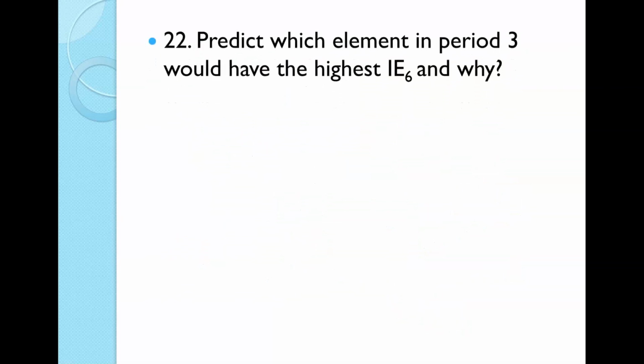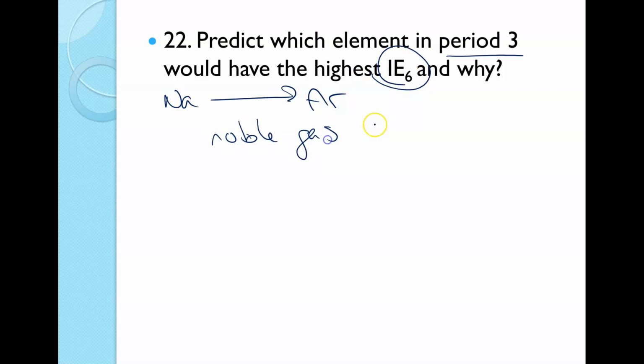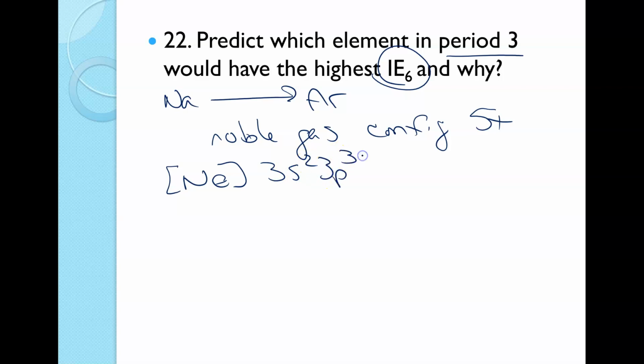Period 3 is anywhere from sodium to argon. IE6 means it has a noble gas configuration at 5+. So the noble gas is neon 3s2 3p3. 5+ is phosphorus. And that's how you look at it.